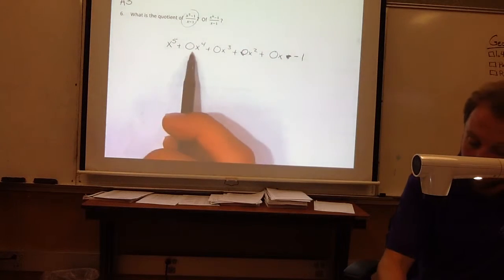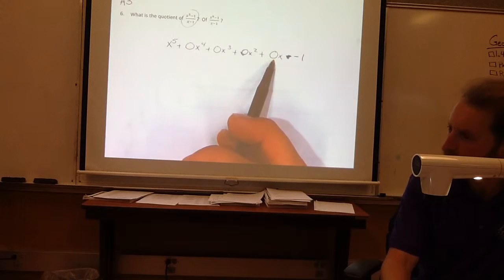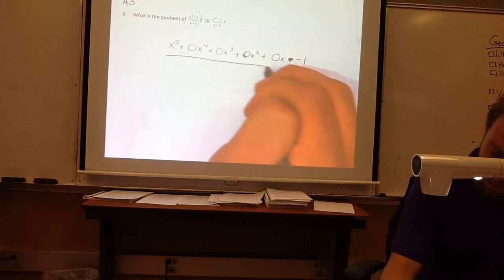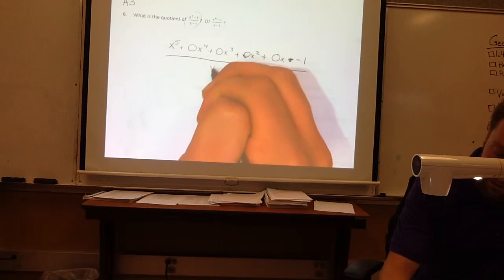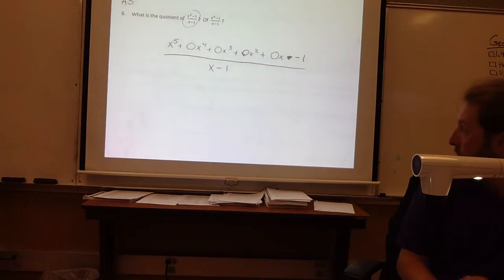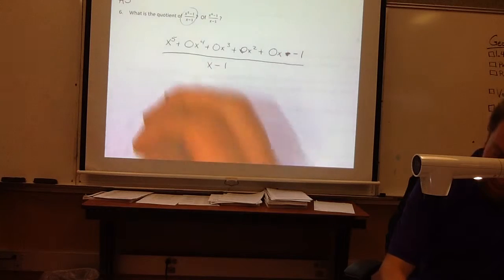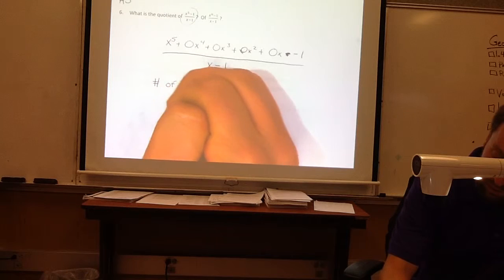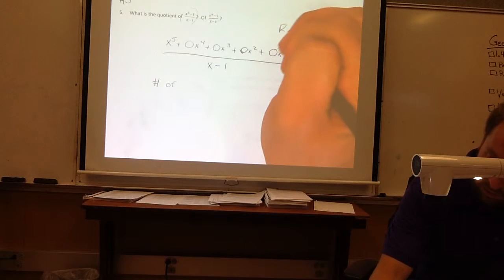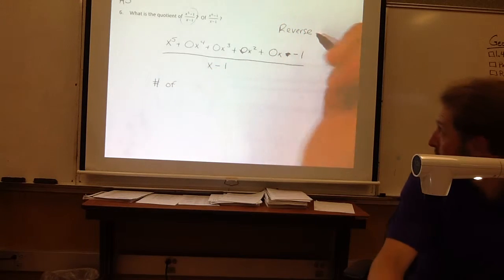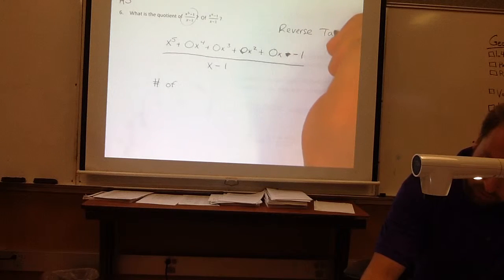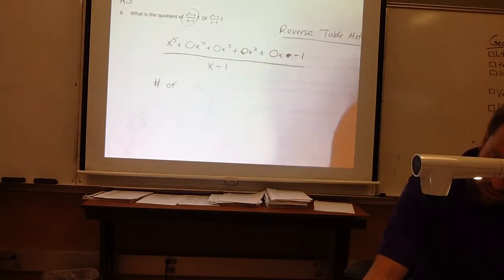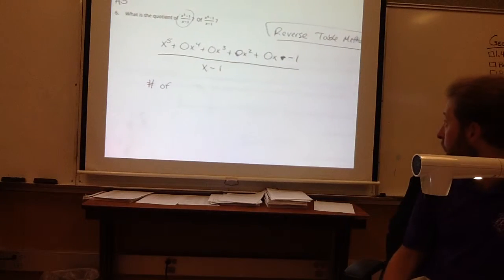Right? All of these are omitted. We don't write them, but they're there if we wanted to think about it that way. And it's being all divided by x minus 1. We're going to use the reverse table method. So we need to figure out the number of rows and the number of columns.